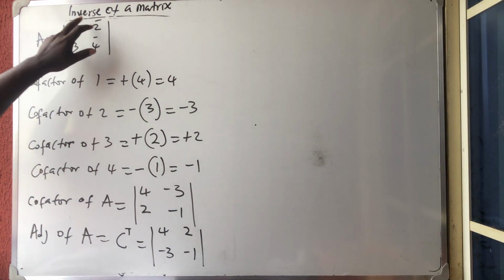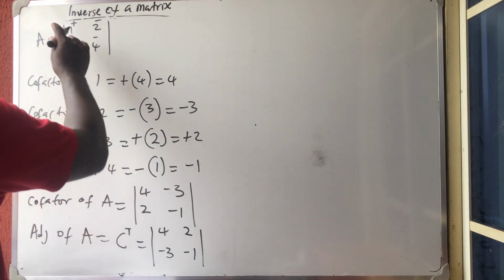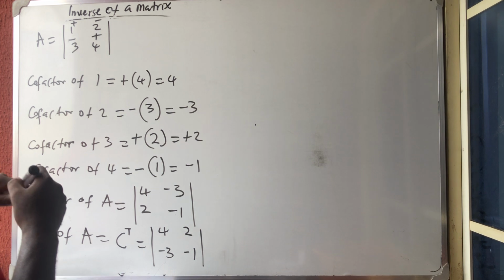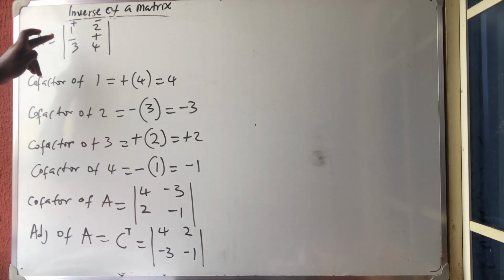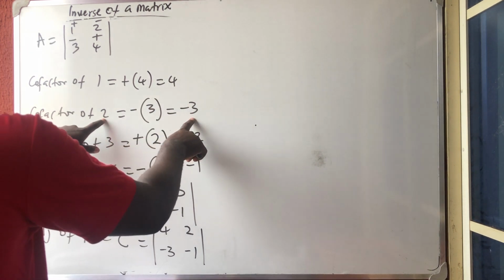If here is plus minus, here is already plus, so here will now be minus, then here will be plus. The two signs can never be together. Please, that's where I made a mistake. The two signs can never be together. So which means the cofactor of 1 is plus 4. Okay, cofactor of 2 is minus 3.